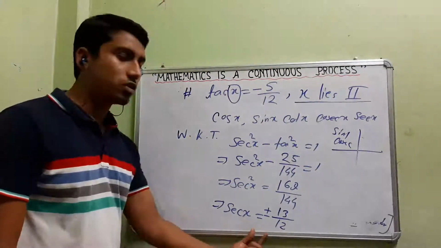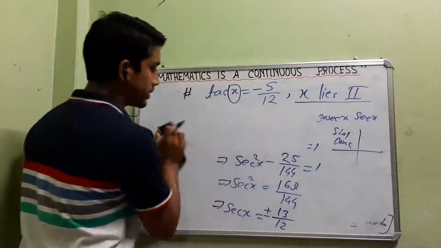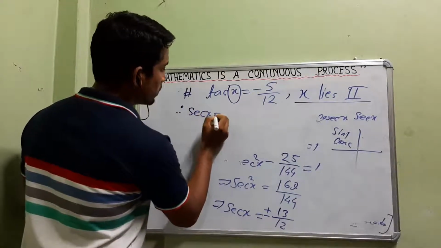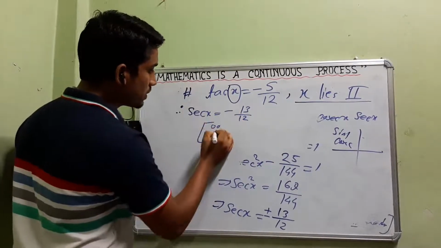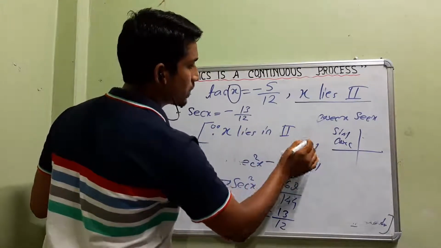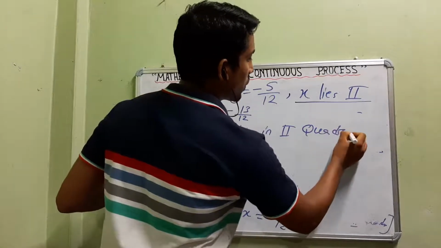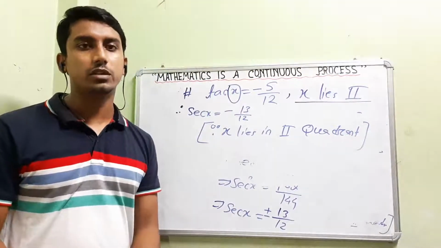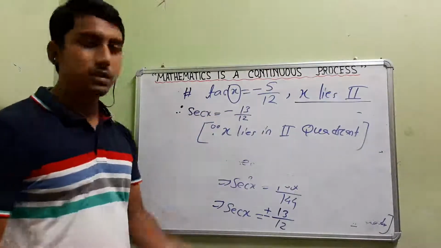So the value of sec x will also be negative. So you will give the logic like this, we'll write: so we got sec x equal to plus minus 13 by 12, therefore sec x is equal to minus 13 by 12. Why have you written minus? You give the logic: since x lies in which quadrant? Second quadrant. That is the logic. X lies in the second quadrant. So we know in the second quadrant, other than sine and cosec, every trigonometric function is giving us a negative value. So that's why, since x is lying in the second quadrant, sec x is negative.